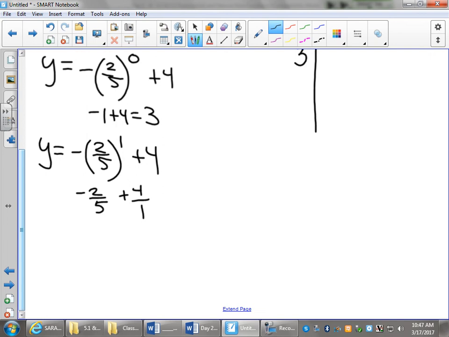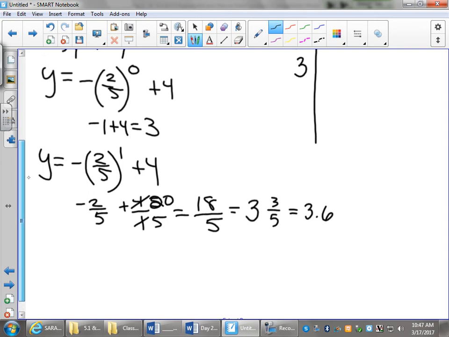What are we going to multiply the second fraction by? 5. Oops, not 5. That's going to become 20. So you're going to get 18/5. Okay. How many times does 5 go into 18? 3 times. With how many left over? 3/5. Okay, and that's going to end up being 3.6. Okay, 3.6.